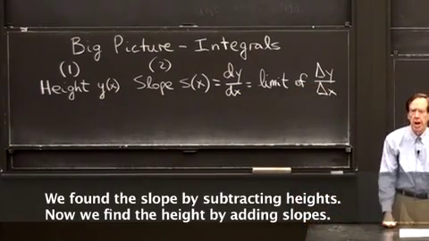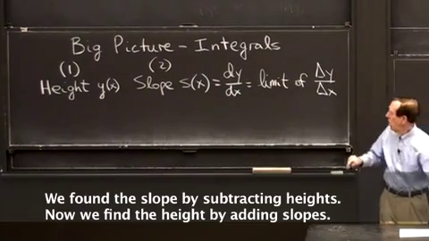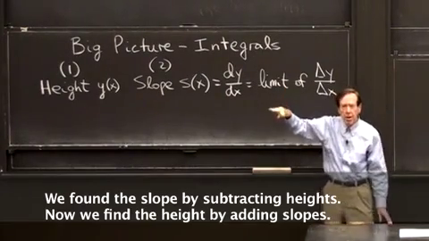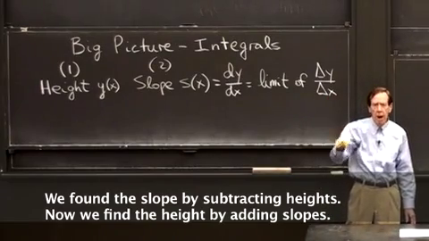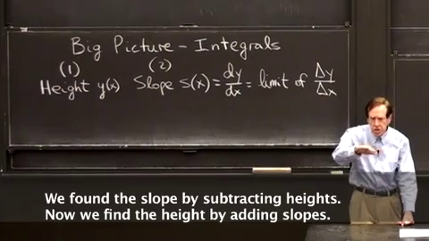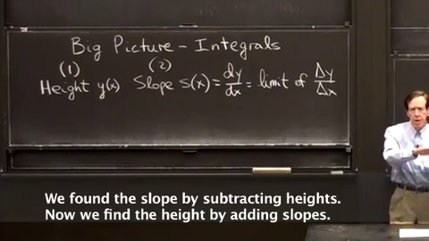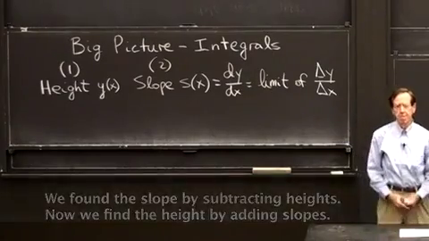Today, we're going the other way. We know the slope. We know s of x, and we want to find the height y of x of the graph. We know how the graph is sloping at every point, and we have to put all that information together to find its height.